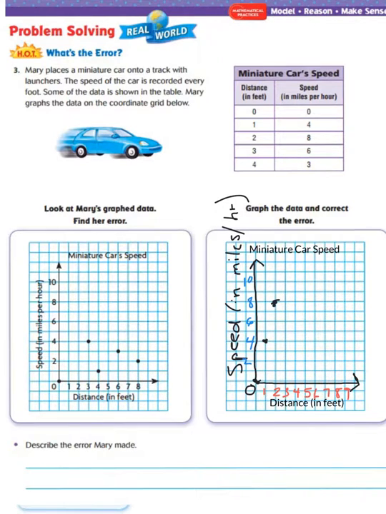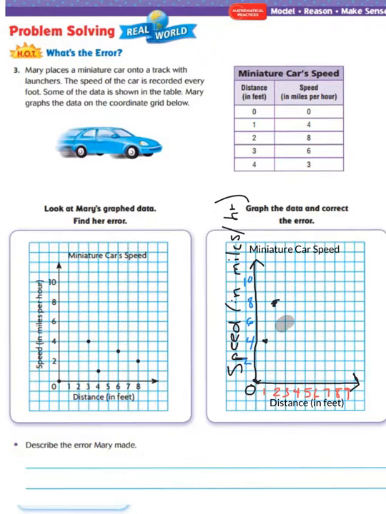Okay, our next ordered pair is 3 and 6. So we would go over to the 3 and up to the 6. So right there is where our next point on the grid would go. So let's go ahead and do that. Go over to the 3 and up to the 6. Okay, that's a little bigger, but you get the point.